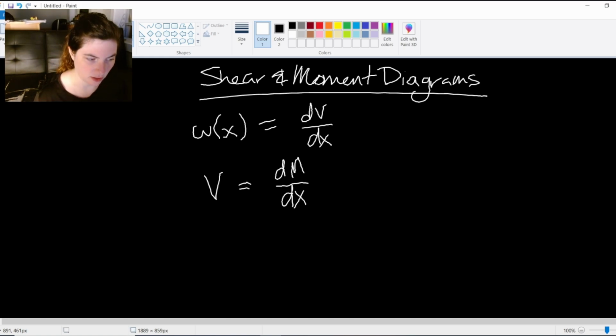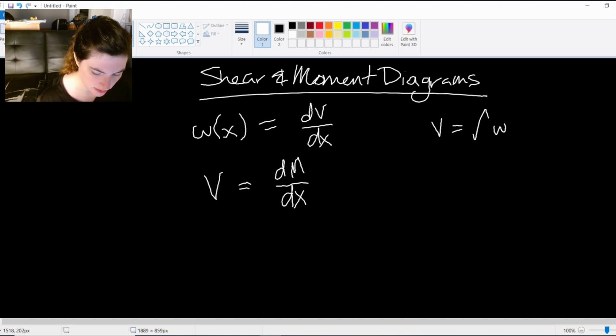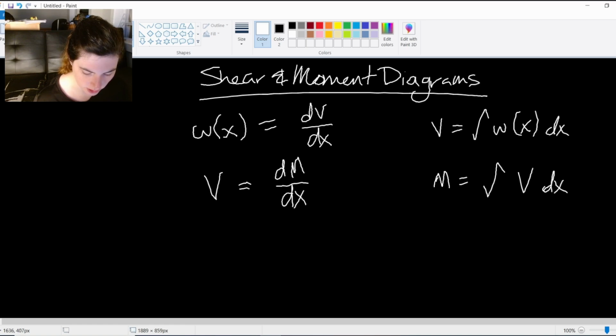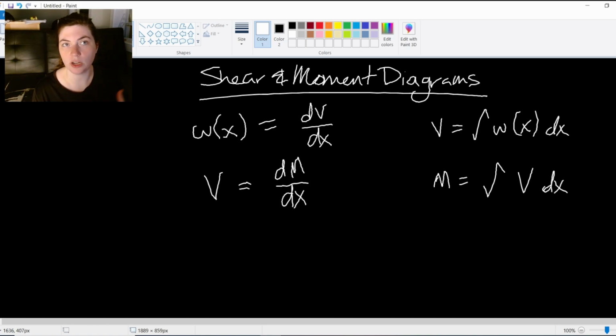And we can write these the other way as integrals, right? Our shear is the integral of our load equation. The area under the curve of our load equation is how we get our shear, or our moment is the integral of our shear equation. So we can use these relationships as shortcuts to find our equations.